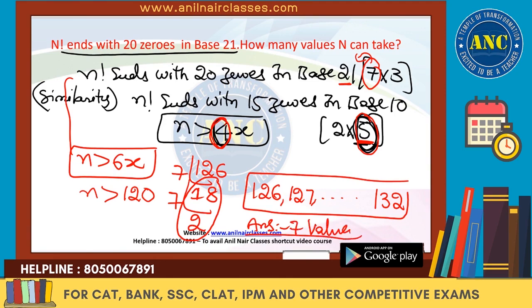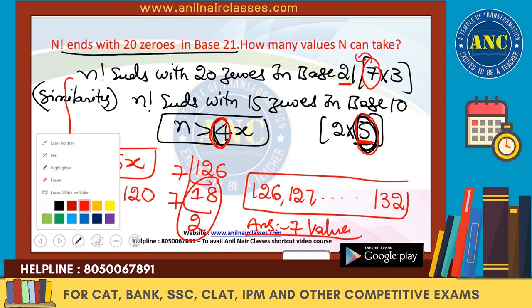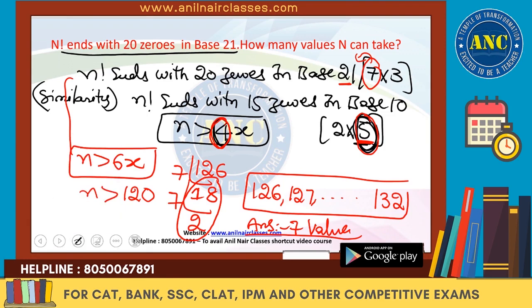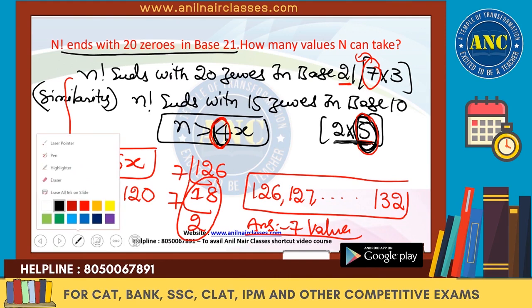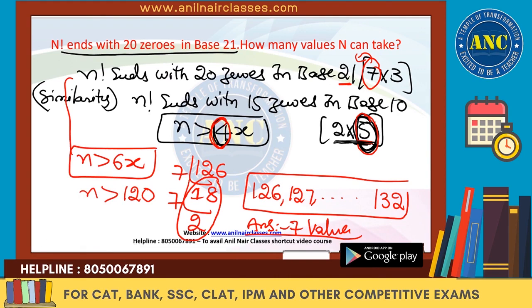Right? I hope the idea is clear to you. The idea is you don't need to convert it. N factorial ends with 15 zeros in base system 10. In base system 10 it is 2 into 5. Because it is 2 into 5, powers of 5 are smaller than the powers of 2. So how did I get this 4 by x? I did it as x is less than n by 5, n by 5 square, and so on up to infinite. That is where I did it.